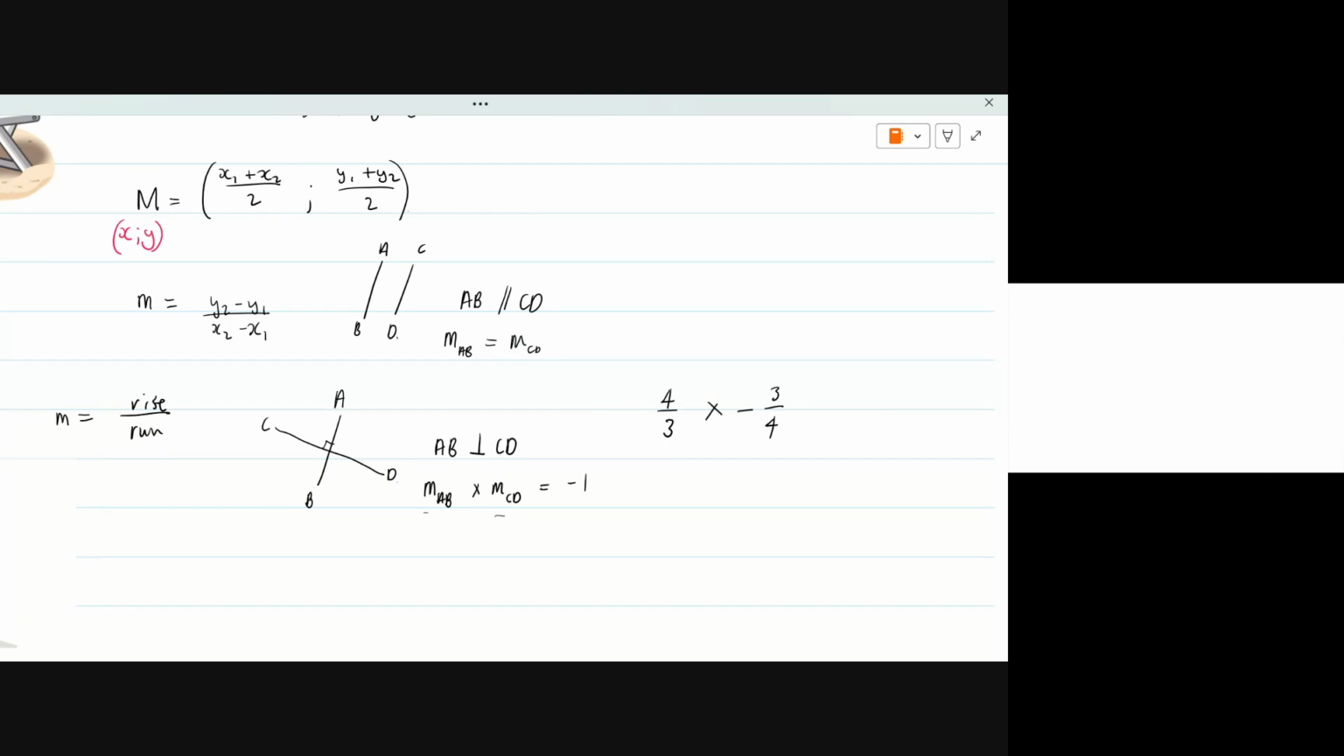Good question. So in this case, I know that they're perpendicular. I know that 4 times 3 will give me 12, and 3 times 4 will also give me 12. This will be a negative because it will be a negative times a positive, and my answer will be -1.